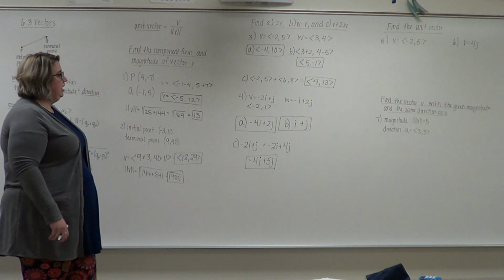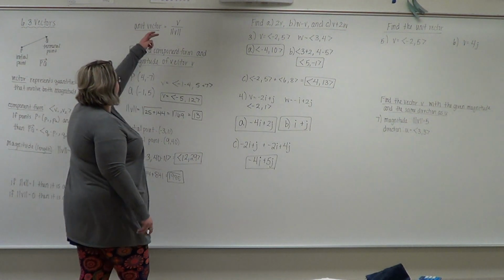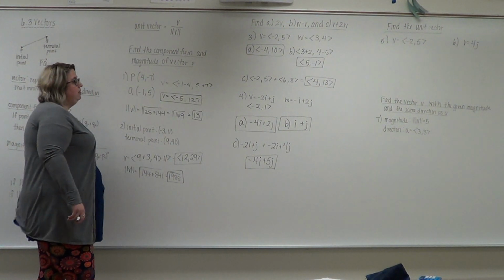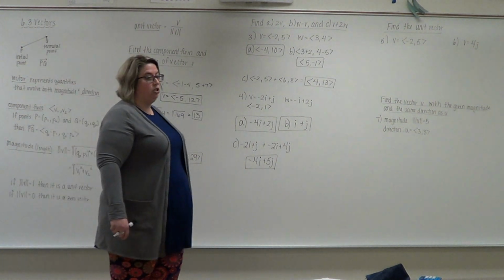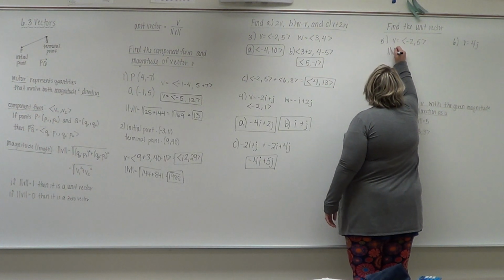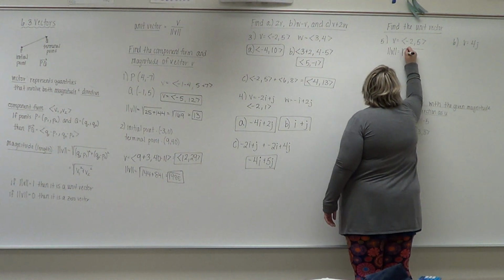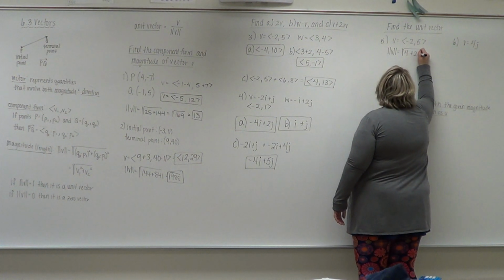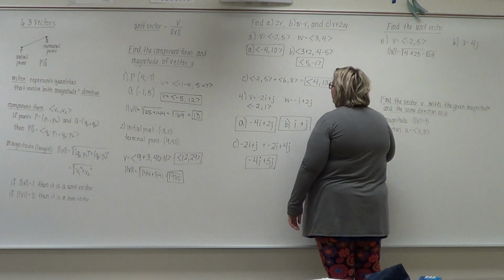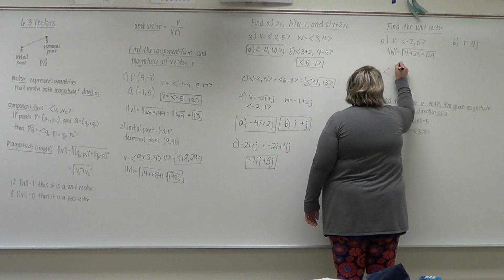Okay, then the next thing, finding the unit vector. If I want to find the unit vector, I take my vector divided by the magnitude. So I'm given the vector, so first thing I have to do is find the magnitude. So if I want to find the magnitude, the square root of each part squared, so -2 squared is 4, 5 squared is 25, so this would be square root of 29. And then I divide my vector by that. So you divide each number in there by square root of 29.